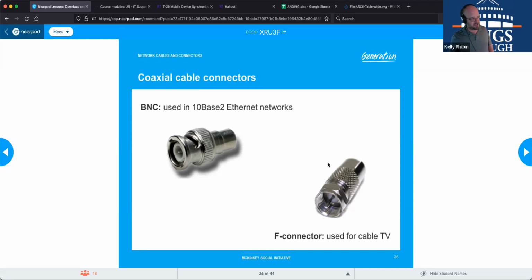Versus the F connector right here, which is what you would typically see in your house with regards to cable and your cable internet when it comes in the house. Because typically when that is being put on, it's like a threaded screw. It is threaded on and then is left alone. It's typically not something you're going to be moving on a regular basis. So in your house, you would see the F-type connector. In offices, you would see the BNC connector. So those are the two different connections you can have on a coaxial cable.